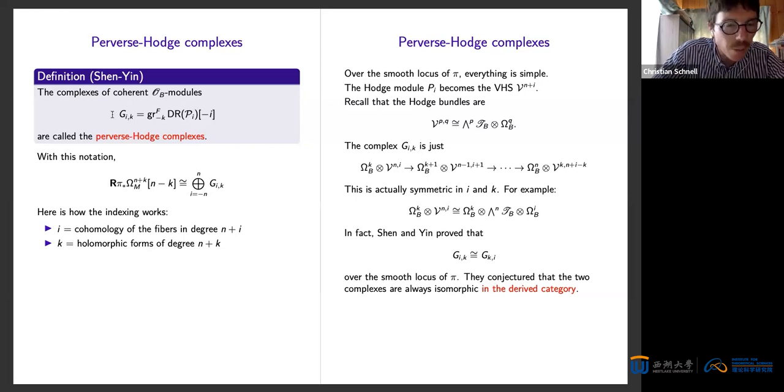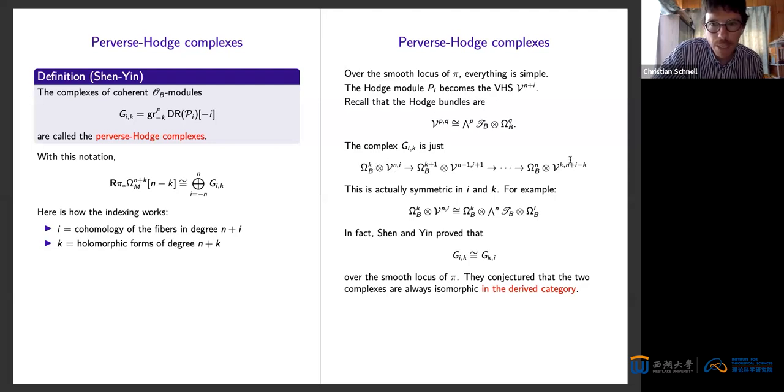And then you can write out this complex G_{i,k} explicitly. It's just, again, the de Rham complex for this variation of Hodge structure. And what you end up getting, if you keep track of the degrees correctly, is this complex here. It starts with k forms on B times the Hodge bundle in degree n comma i. And then you increase the degree for the k forms, and you differentiate on the Hodge bundles, right? So the map here is just given by the Gauss-Manin connection, the derivative along the fibers.